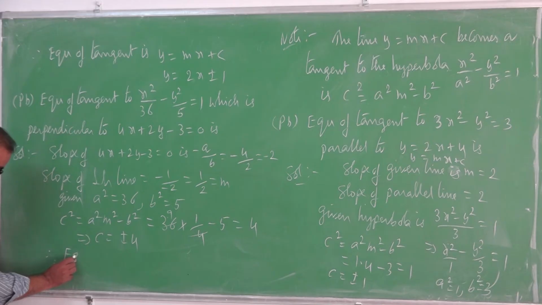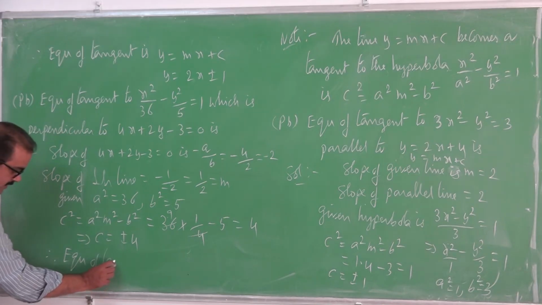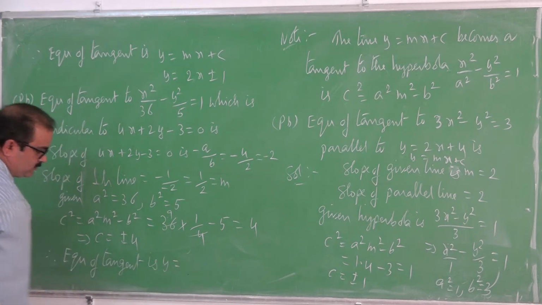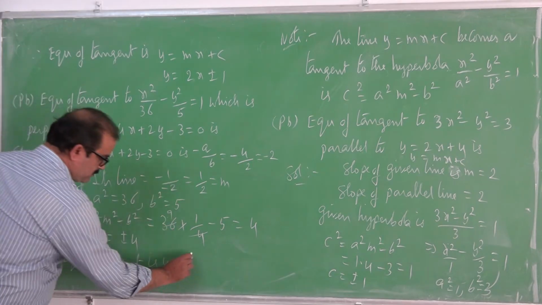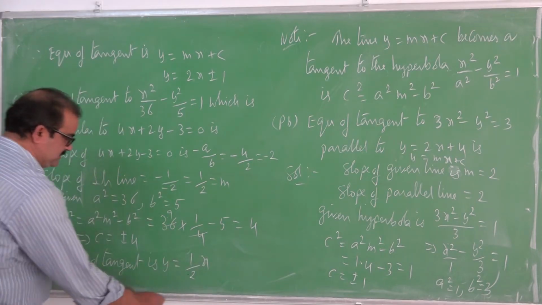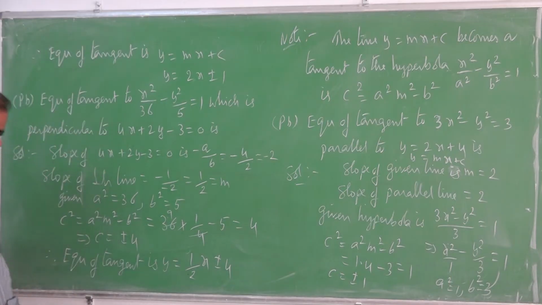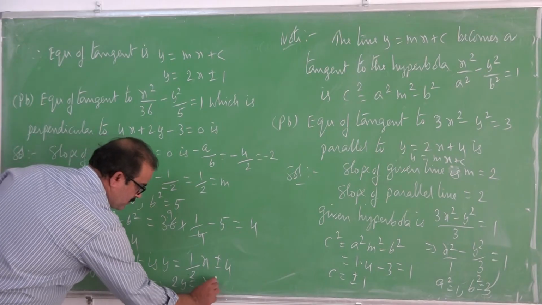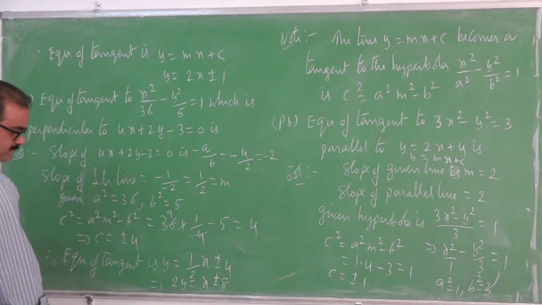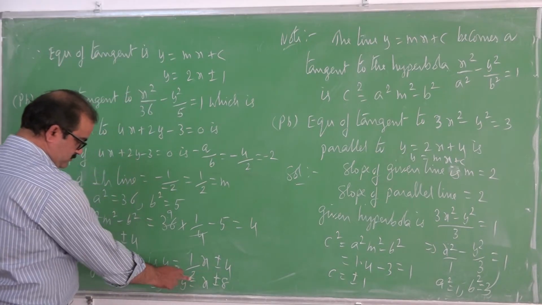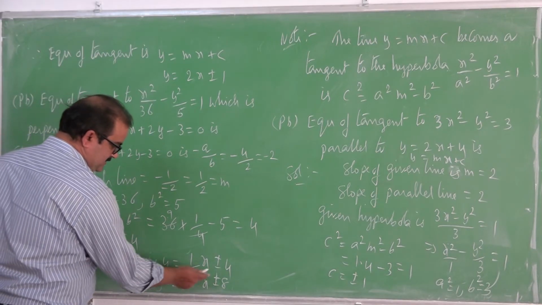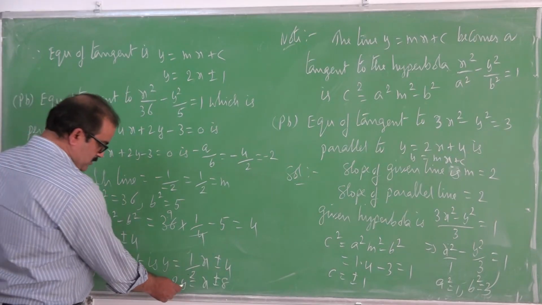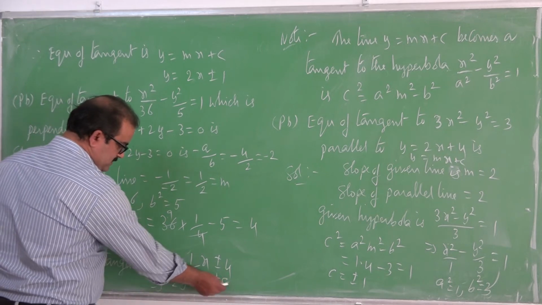Therefore equation of the tangent is y is equal to mx plus c. What is m value? 1 by 2 x plus c. C is plus or minus 4. Now cross multiply, we get 2y is equal to x plus or minus 8. Here we take LCM. LCM is 2. Cross multiply. 2y is equal to x plus or minus 2 into 4, 8. Here also there are two equations. 2y is equal to x plus 8. 2y is equal to x minus 8.